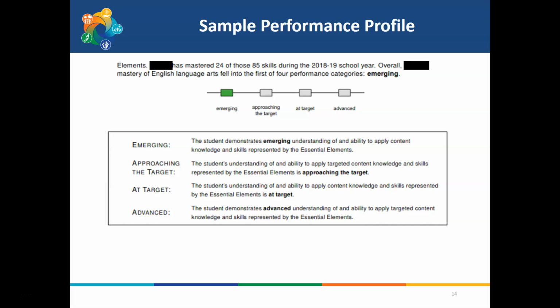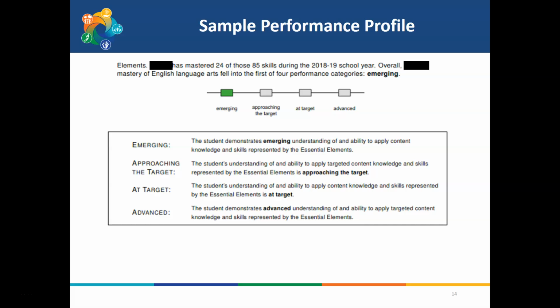For emerging, the student demonstrates emerging understanding of and ability to apply content, knowledge, and skills represented by the essential elements. For approaching target, the student's understanding and ability to apply targeted content, knowledge, and skills represented by the essential element is approaching the target. For at target, the student's understanding of and ability to apply content, knowledge, and skills represented by the essential element is at target. For advanced, the student demonstrates advanced understanding of and ability to apply targeted content, knowledge, and skills represented by the essential elements.